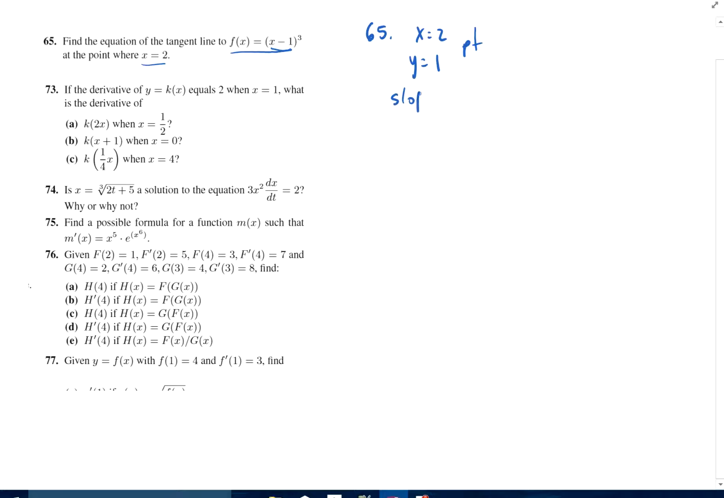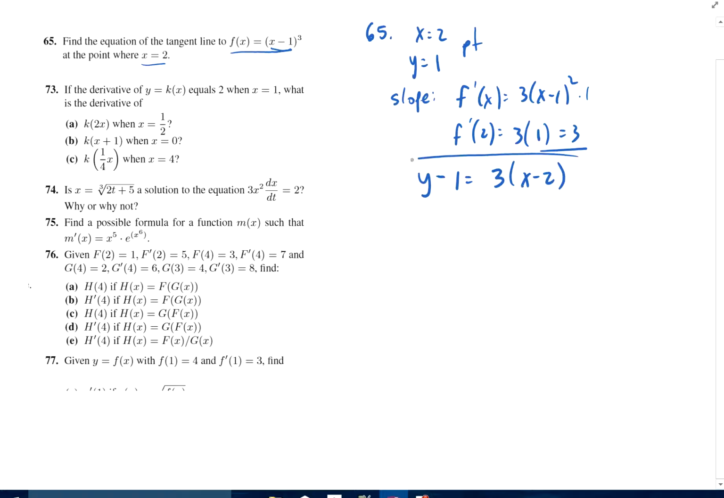And to find the slope, I know that f prime of x is 3 times x minus 1 squared times 1, the derivative of the inside. So f prime at 2 is 3 times 2 minus 1 is 1 squared is 1, which is 3. So that's my slope. So my tangent line is y minus 1 equals 3 times x minus 2.